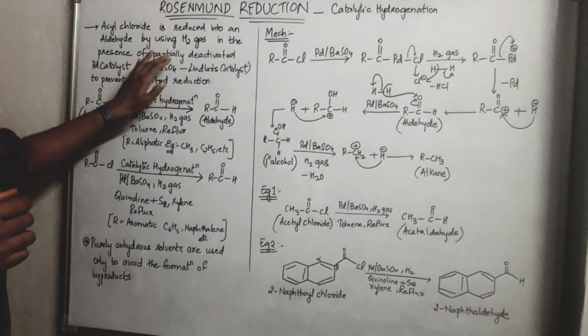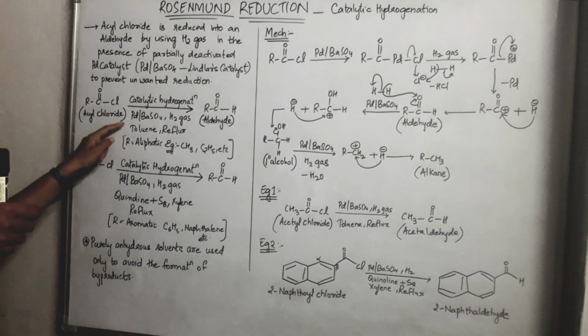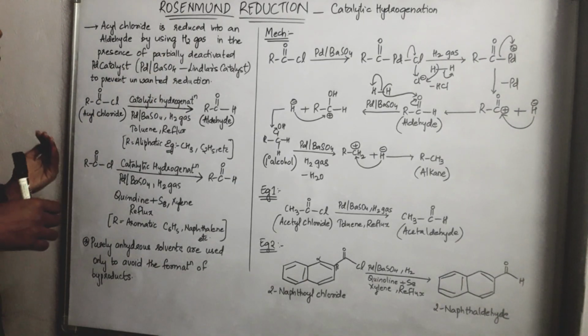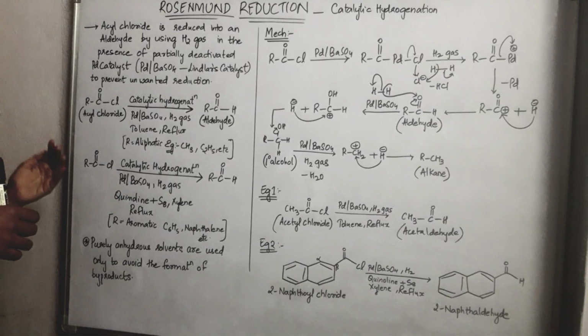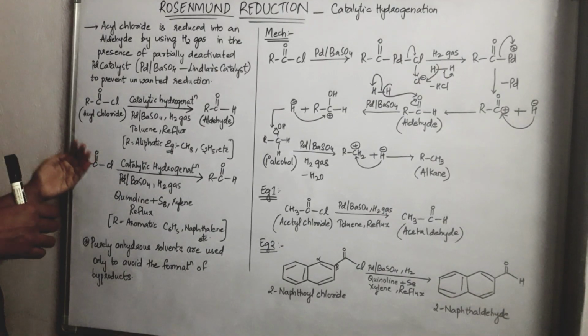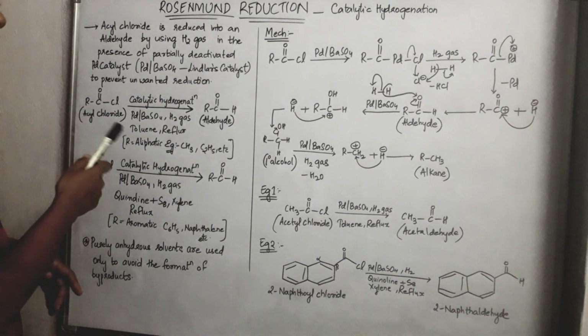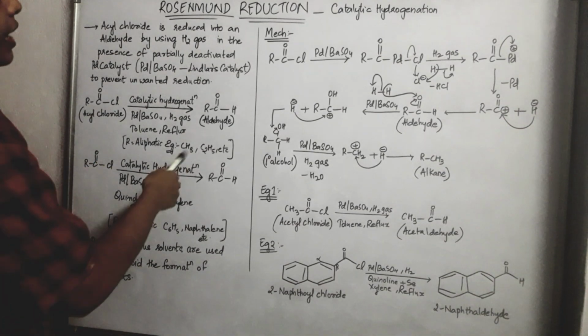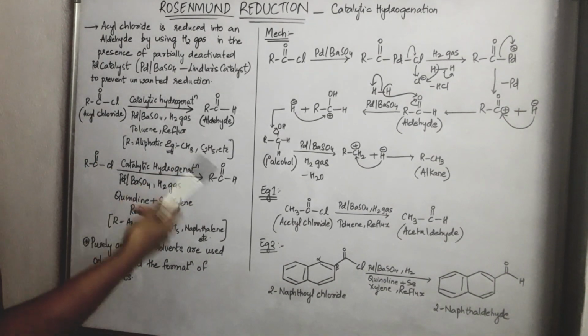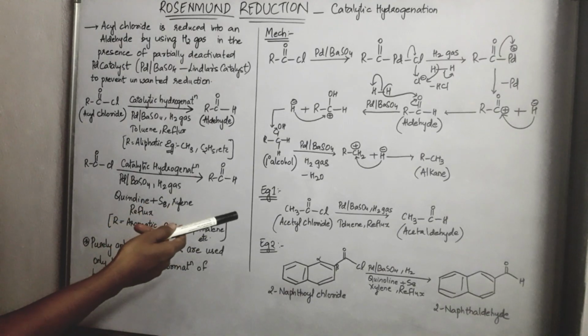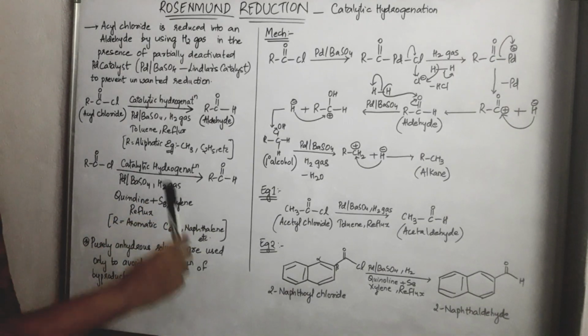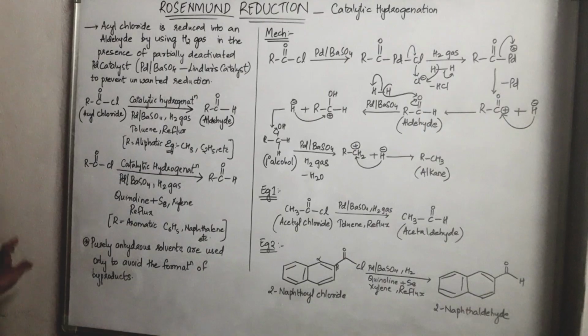It is a partially deactivated palladium catalyst, which is Pd/BaSO4. Why are we deactivating palladium catalyst? Only to prevent the unwanted reductions. Unwanted reduction in the sense, as we know, our product here is aldehyde. So this aldehyde can again further convert into primary alcohol, which again will convert into alkanes. So in order to prevent those further reductions, we are using partially deactivated palladium catalyst.